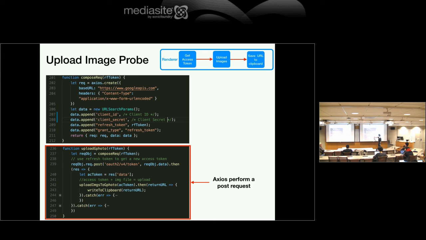Back in the then block, if we do get the access token from the response data, we pass it into the function that tries to upload the images for us. If this upload succeeds, we'll have the URLs of those uploaded images and pass the URLs into the function that tries to write them into the system clipboard.